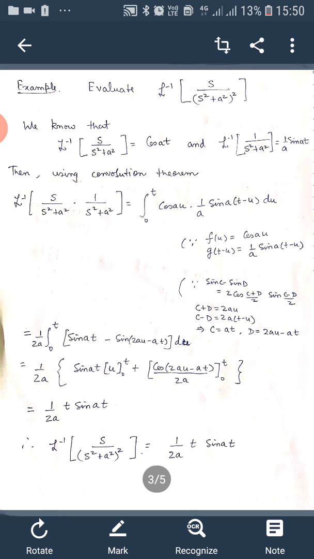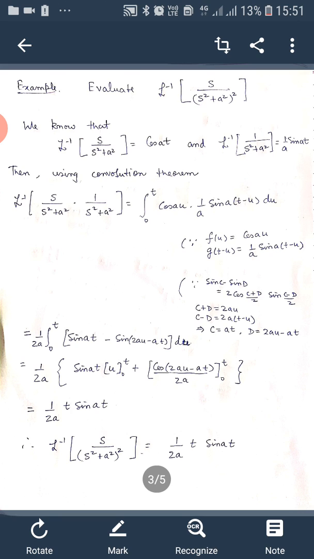So we cannot directly integrate this integrand here. What we are going to do is use some trigonometric formulas to express this integrand in terms of sin c minus sin d. We are going to use this formula, sin c minus sin d, which, all of you know, is nothing but 2 cos of (c plus d) by 2 and sin of (c minus d) by 2. If we compare these values, that means c plus d can be written as 2au and c minus d can be written as 2a times (t minus u).